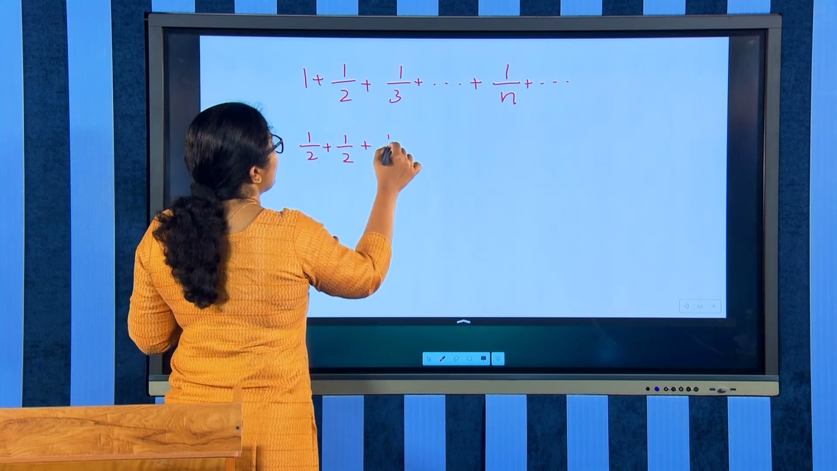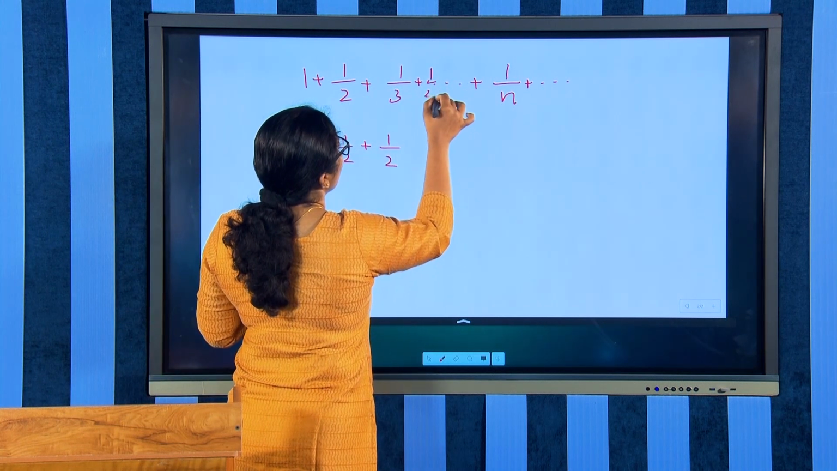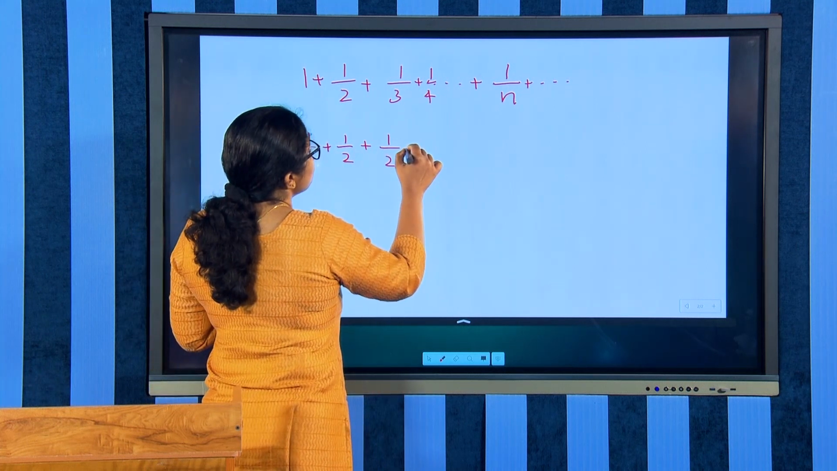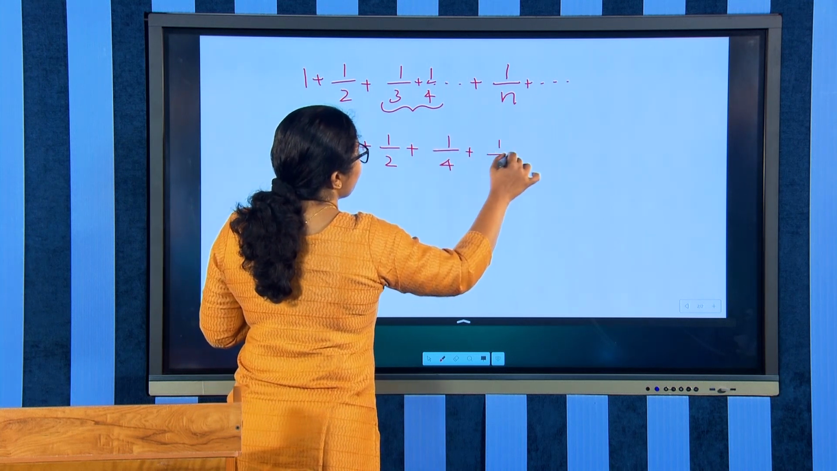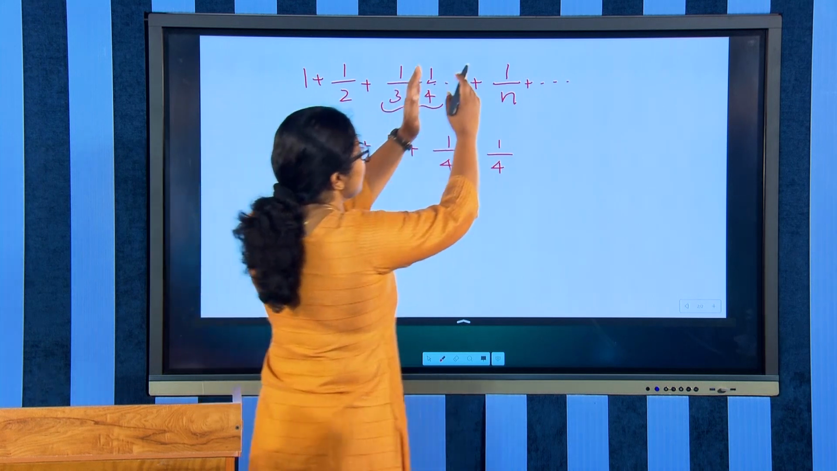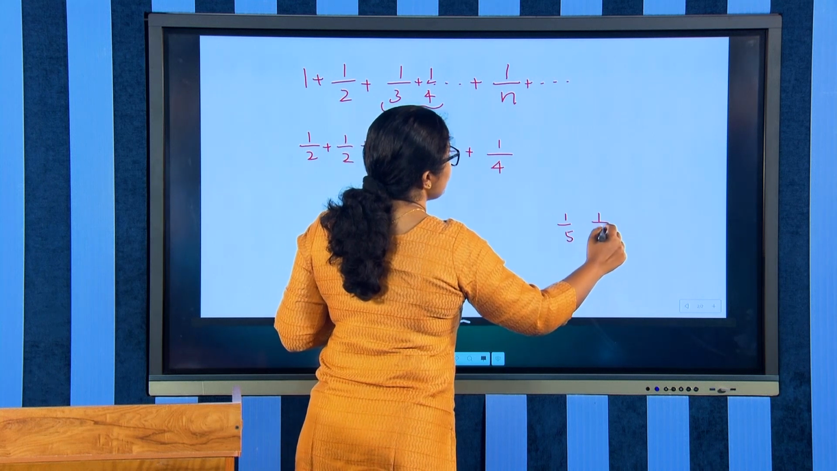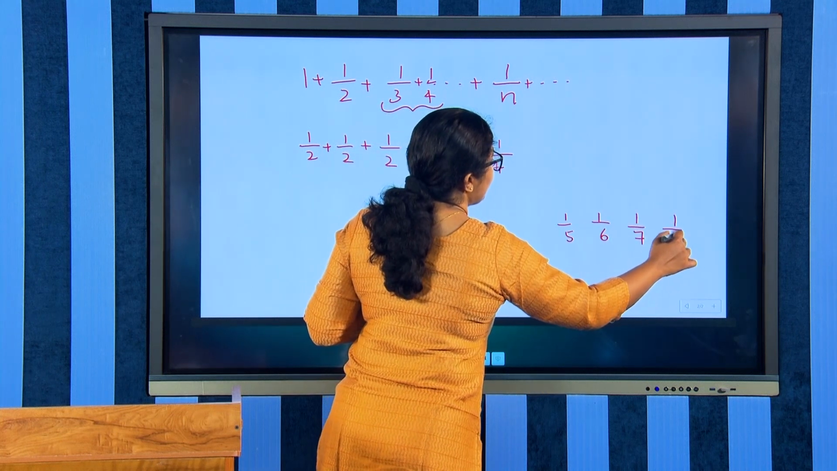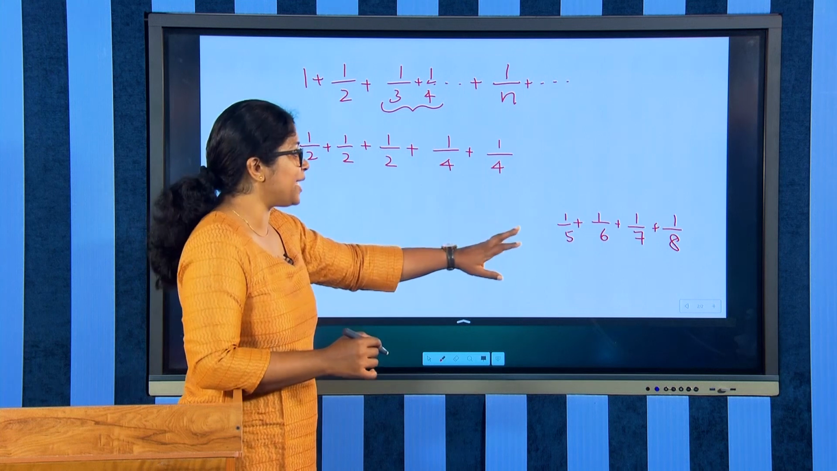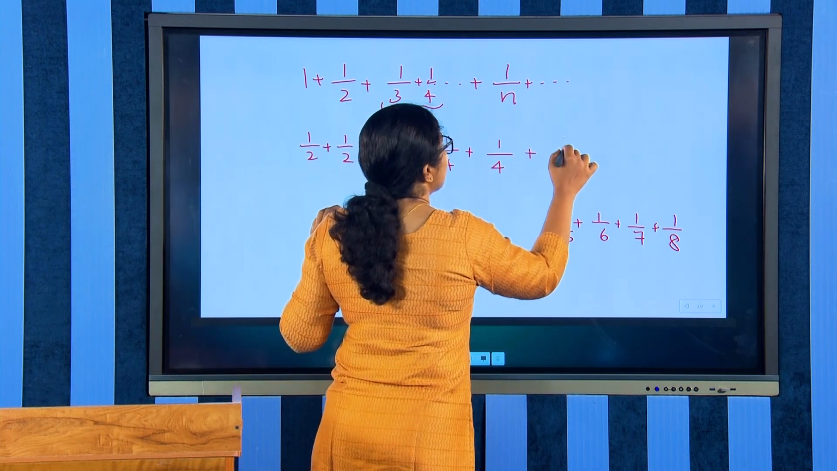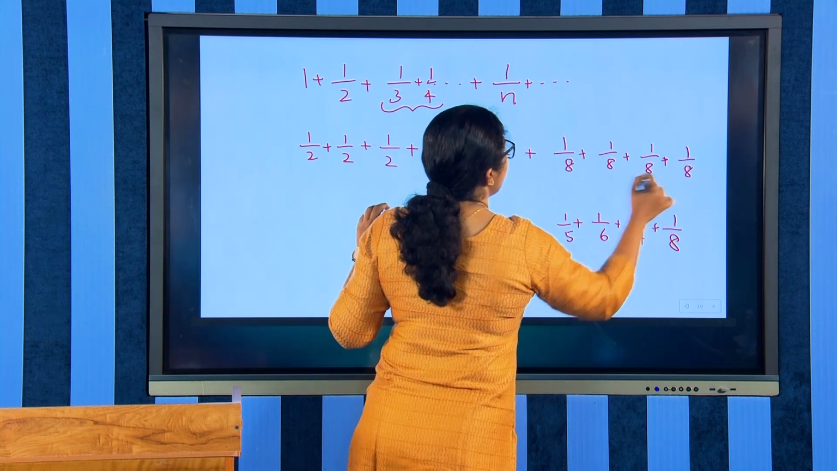This 1 by 2 we can write as 1 by 2 itself. The next term to 1 by 3 is 1 by 4, so we replace these two terms using 1 by 4. Then the next collection of terms that we are going to take is 1 by 5, 1 by 6, 1 by 7, 1 by 8. The sum of these 4 terms we are going to replace by 1 by 8. So, I am going to write it as 1 by 8 plus 1 by 8 plus 1 by 8 plus 1 by 8 and so on.